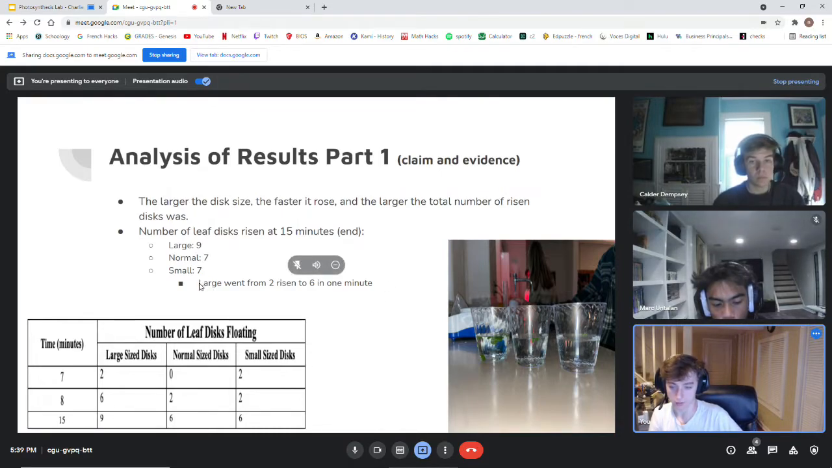And then one other point is that the large discs went from 2 risen to 6 risen in just 1 minute, and no other size had a jump like that. And even though the large discs weren't the first ones to rise, they still had the largest number at the end and the largest gap.